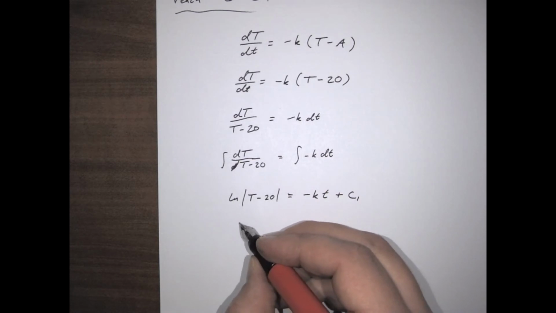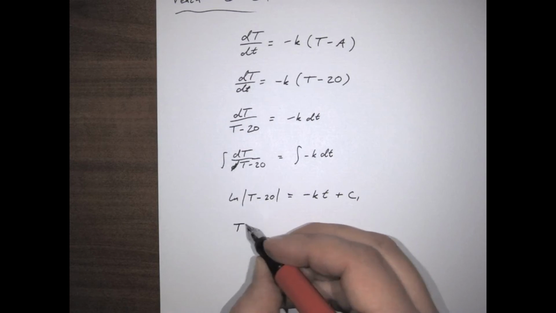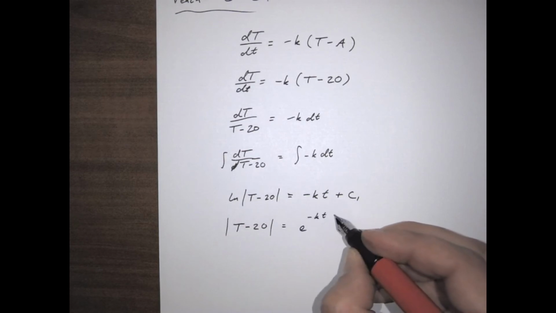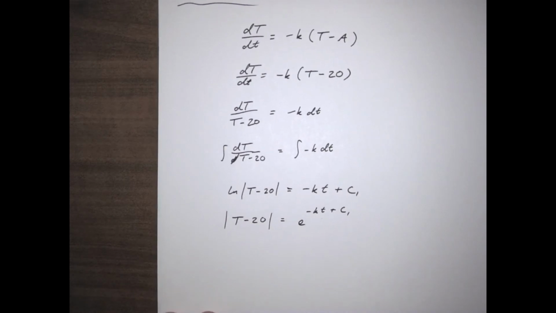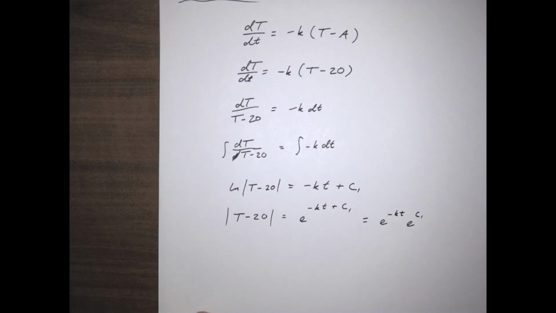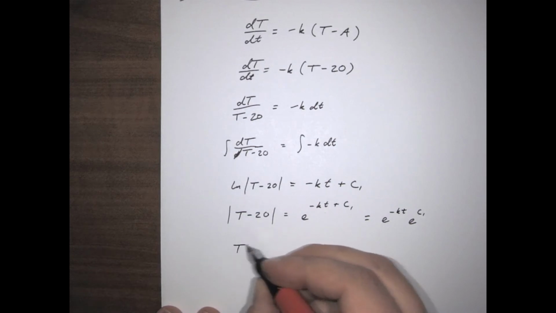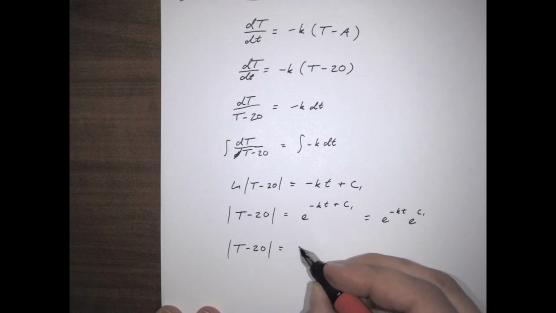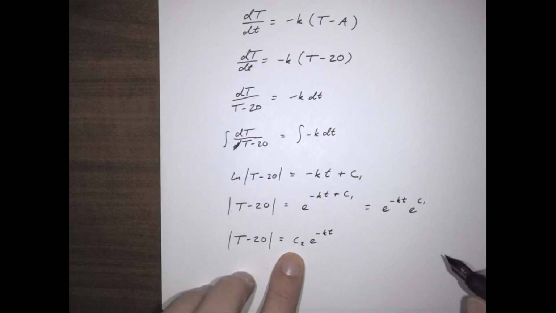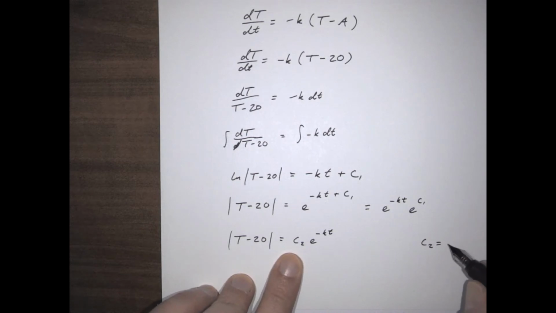All right, so I'm going to go e to the power of both sides to cancel out the natural log. That's going to give us the absolute value of T minus 20 is equal to e to the negative kt plus c1. And then I'm going to rewrite that as e to the negative kt times e to the c1, just so I can use that property of exponents. And then I will say the absolute value of T minus 20 equals c2 e to the negative kt. So c2 here is the new constant that you get when you do e to the c1. Whatever the original value of the constant was, now it's a new constant.